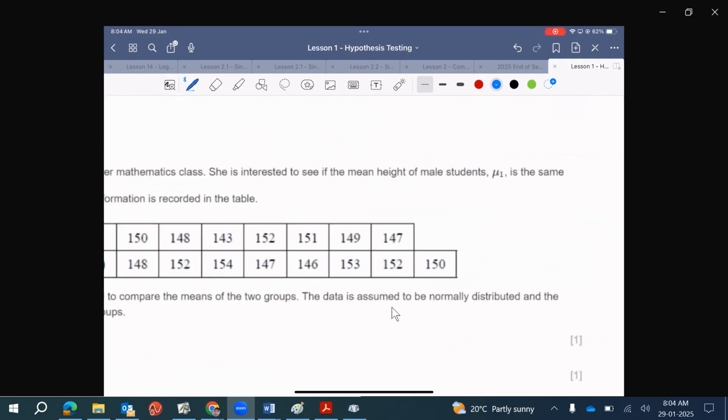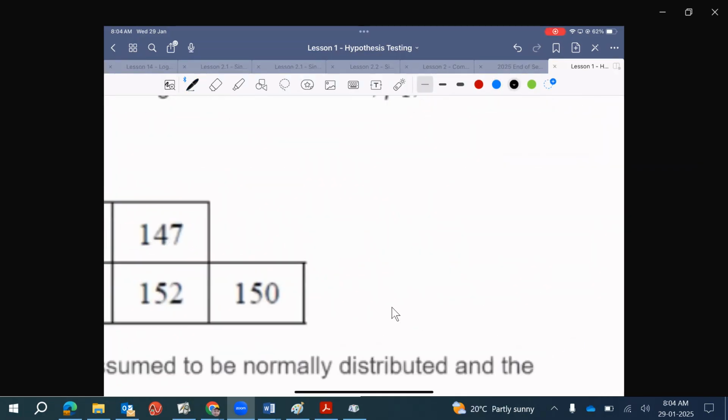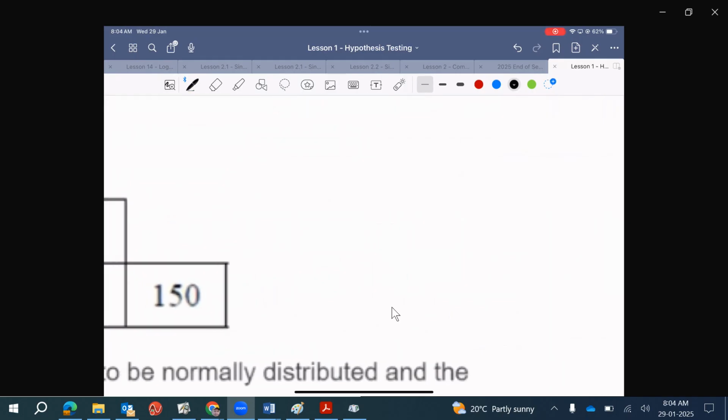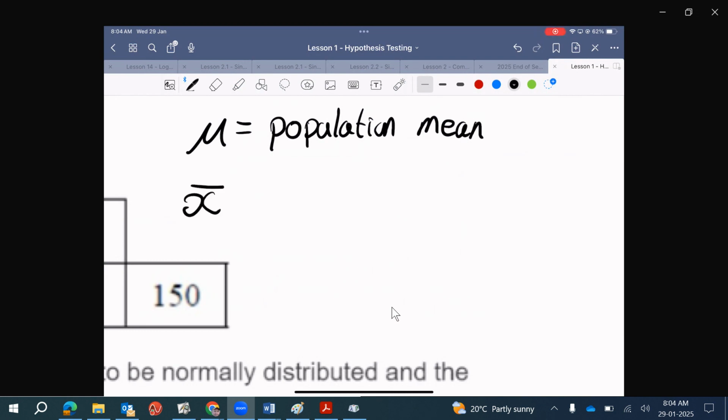So we just do a little bit of revision here on this one. So we're working with mu. This is the population mean, compared to x bar, which is the sample mean. What's the difference between those two?